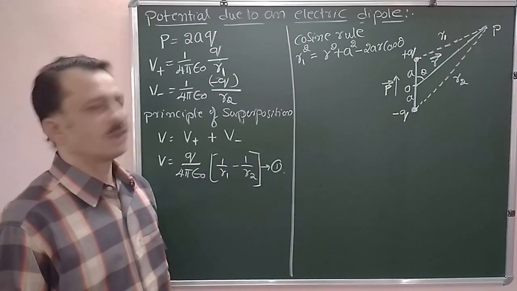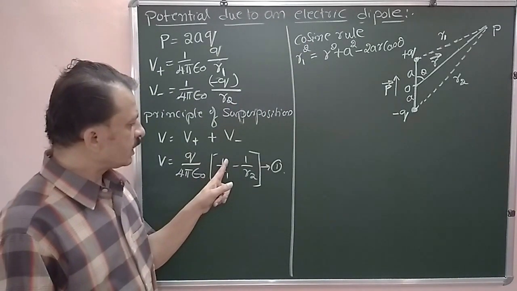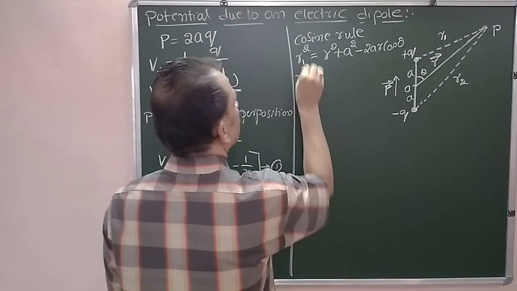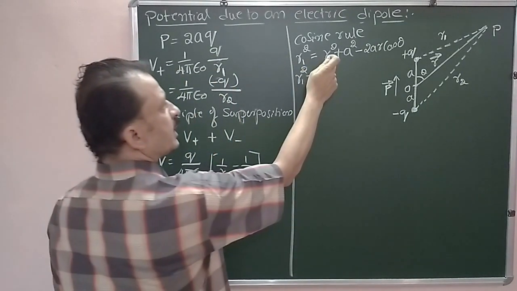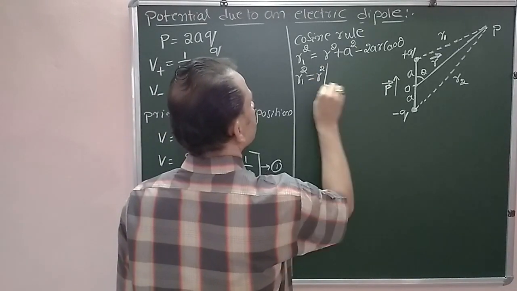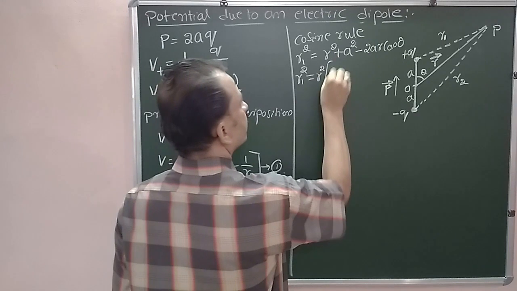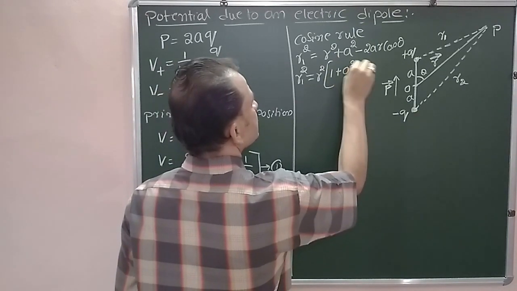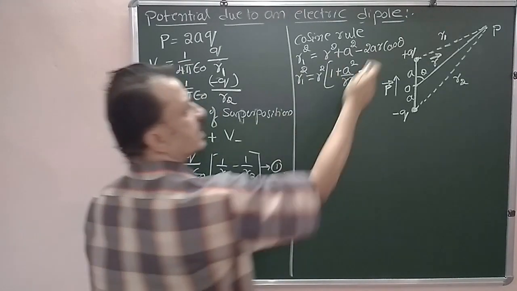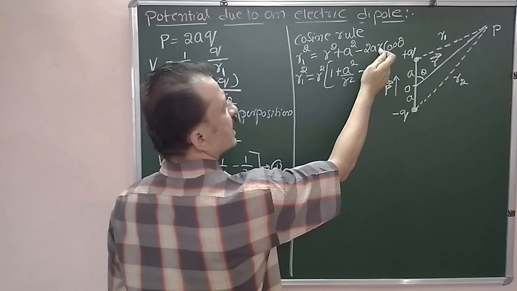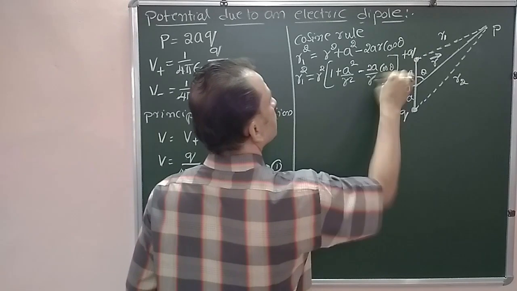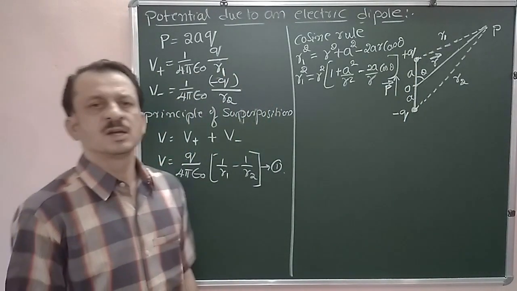From this formula, we have to write what 1 by r1 is. Now, r1 squared is equal to, let me take r squared outside. If I take r squared outside, we are left with 1 plus a squared by r squared minus, since we have taken r squared outside, here only r remains, so it becomes 2a by r cos theta.